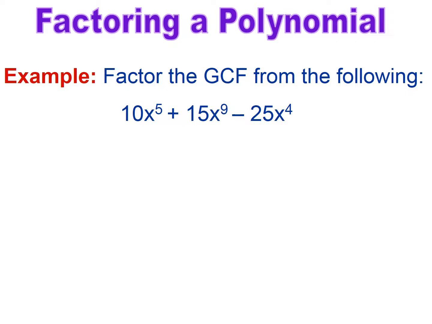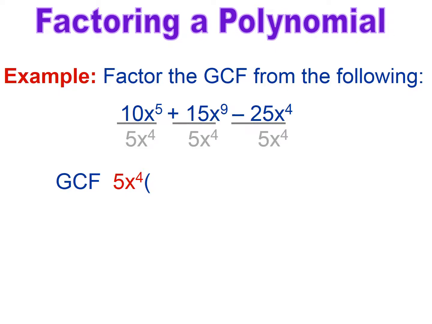Now this is where we have the GCF, and we have 3 terms. And we found the GCF of 10x to the 5th, 15x to the 9th, and minus 25x to the 4th. We found it to be 5x to the 4th. Now I'm going to factor it out of this polynomial, and I'm going to take that GCF and divide it out of each term. And I'm graying this out because ideally, if you could do it in your head, it would make it a lot less work.